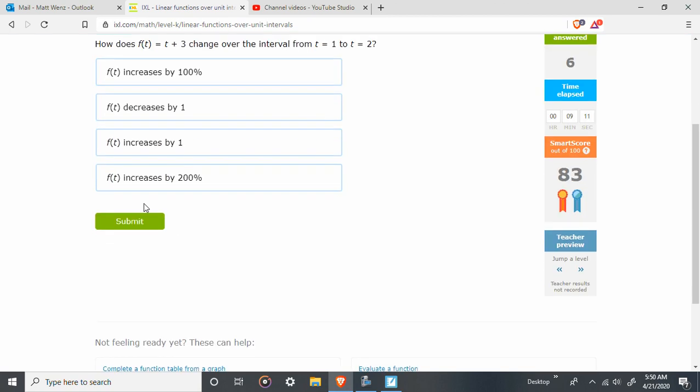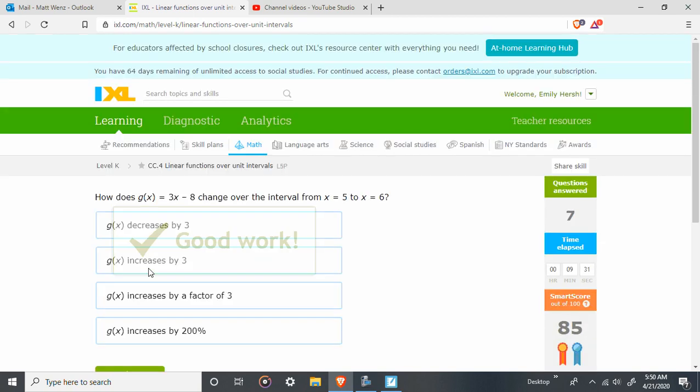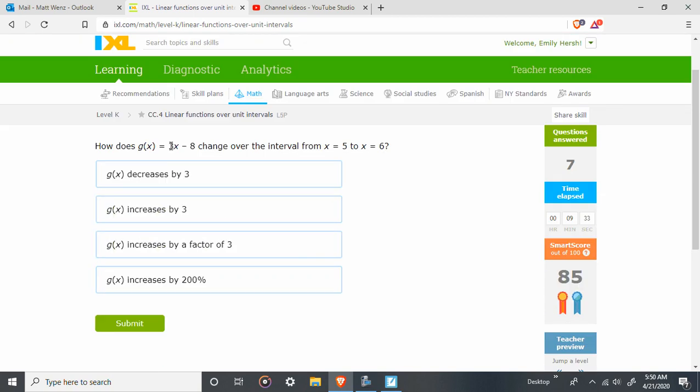So again, for this one, if I plug in 1, well, 1 plus 3 is 4. If I plug in 2, 2 plus 3 is 5. So there's a change of 1. But again, this is 1t, right? We don't write the 1 there, but this is just a change of 1. It's a positive number. It's changing by 1. Here, all you need to look at is how does g of x change over the interval from x is equal to 5 to x is equal to 6? It's going to change by 3.